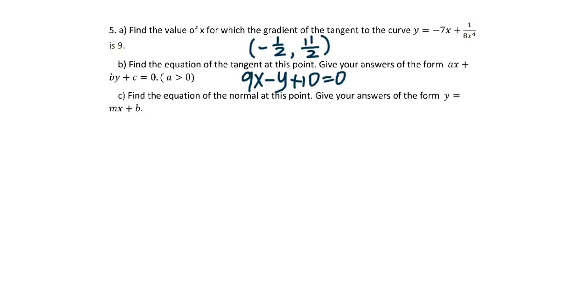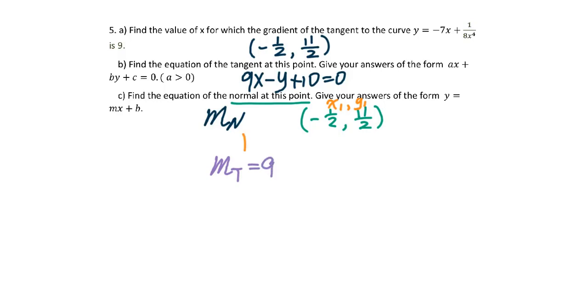Now let's go to C. Find the equation of a normal at this point. We know the point is negative 1/2 and 11/2. That's your x1, y1. We need to know the slope of a normal line. We are already given the slope of the tangent line equals 9. Therefore, we do the opposite reciprocal. We get the slope of a normal line will be negative 1/9.